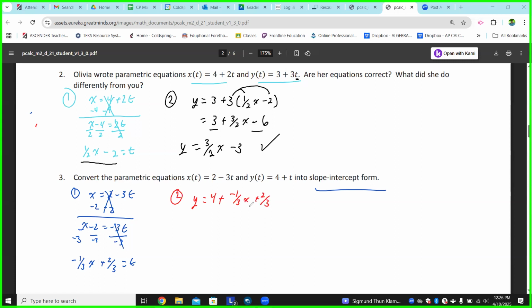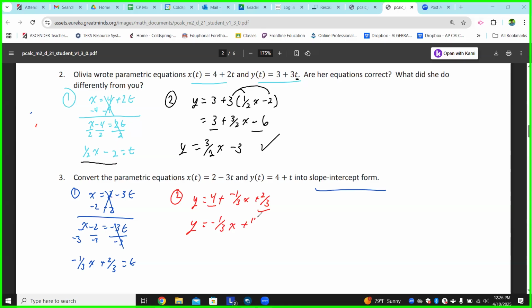I have nothing to distribute. That's why I didn't use parentheses. But if you did, there's nothing wrong with that. The next step, you would just drop the parentheses. Now, from this point, what's the only thing I can really do here? Combine like terms. So when I go here, I get negative 1, oh, too many negatives. Negative 1/3 x. And then what is 4 plus 2/3?